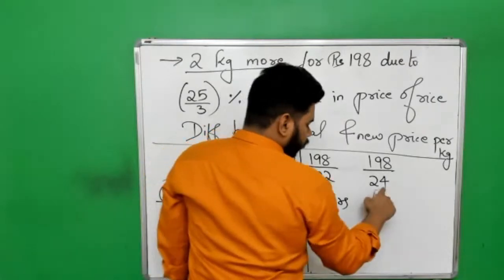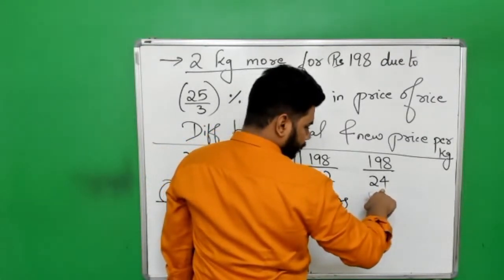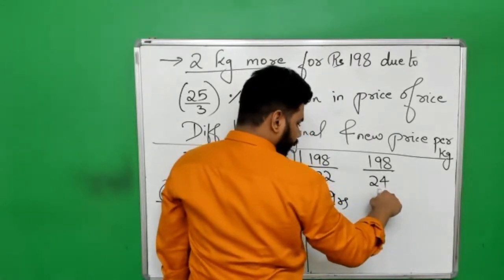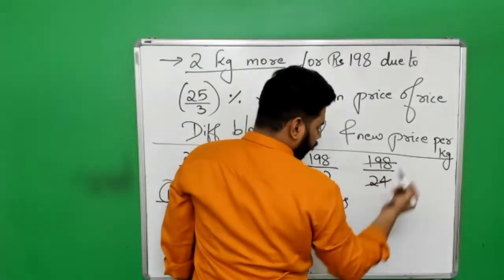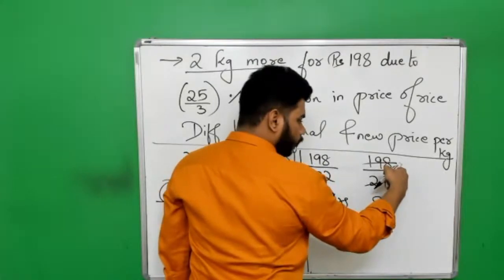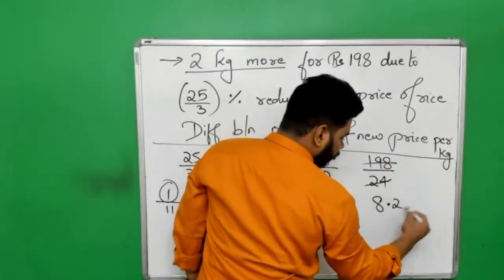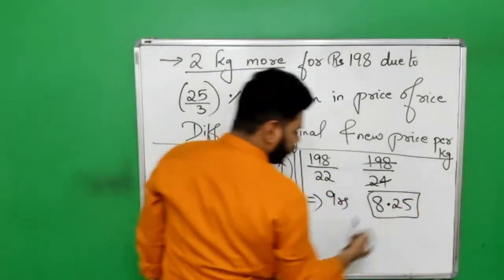This is how much, sir? 24 into 8 is how much? 20 eights are 160. 4 eights are 32. 160 plus 32 is 192. Okay, so 24 eights are 192. Remainder out of 198, 192 gone. Remainder is 6, 60. 2 eights are 16, 60 minus 48 is 12. Remainder is 12, so it becomes 8.25. So this is the new price.